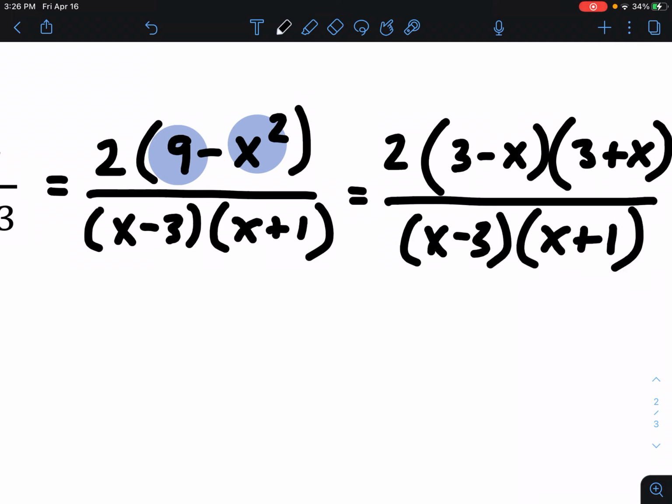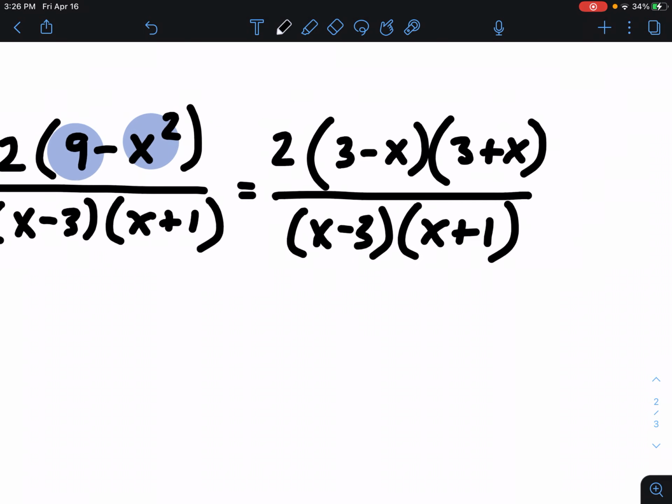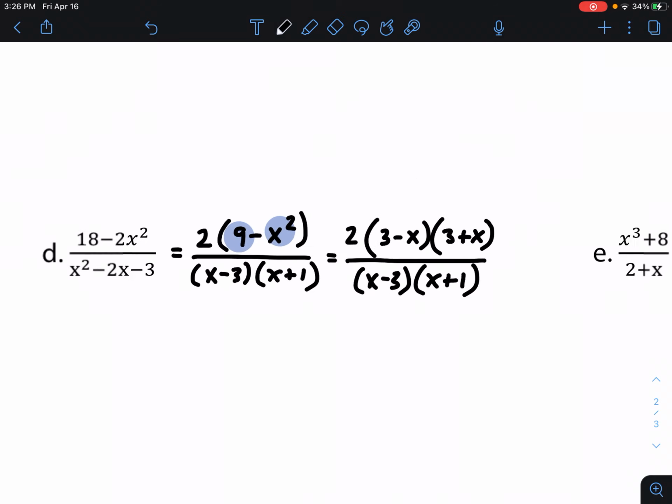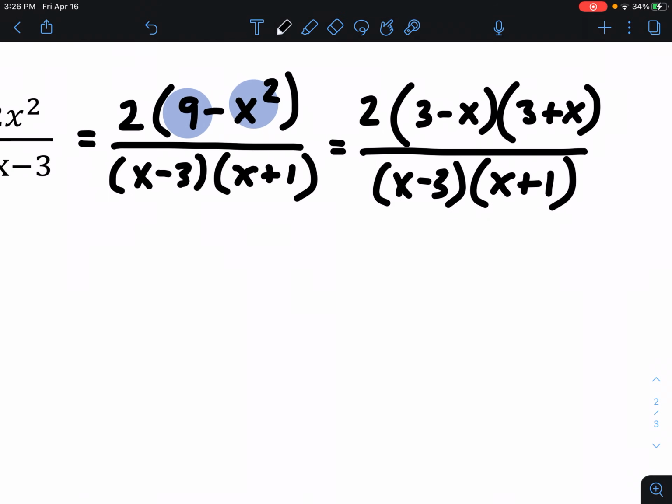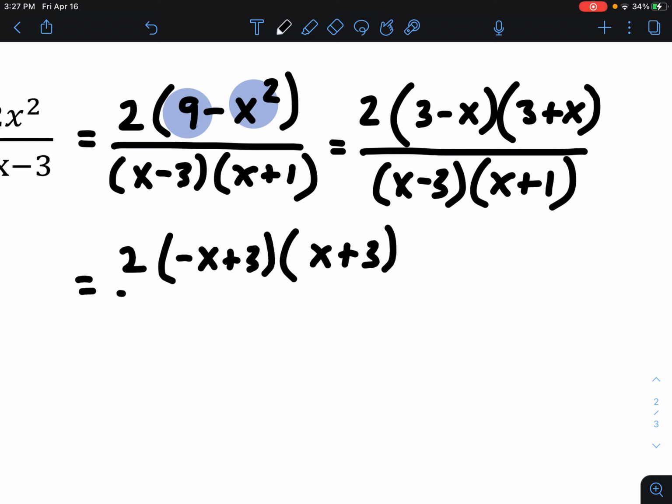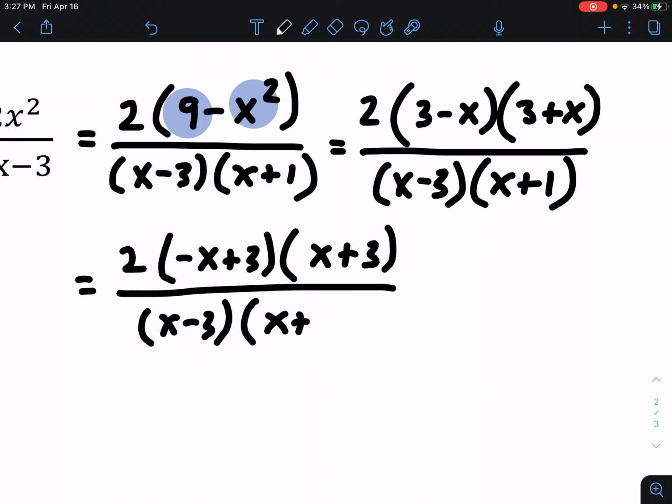I said this one was tricky, and I wasn't kidding. Now we're looking at it and we're thinking, well, wait a minute, it doesn't work. Nothing's in the right order. So let's do this. I'm running out of room, so we're going to come down to the next row. What I'm going to do is just rearrange the order of the ones on the top. So we have negative x plus 3 and x plus 3. Maybe this will help. Maybe it won't. Well, that didn't do any good.